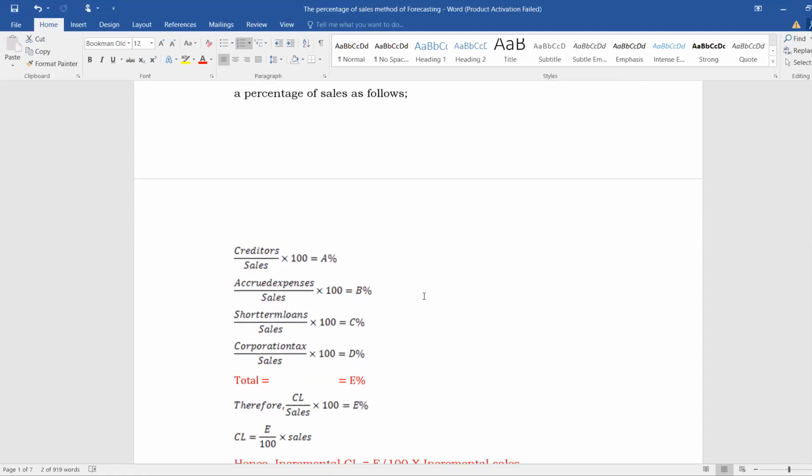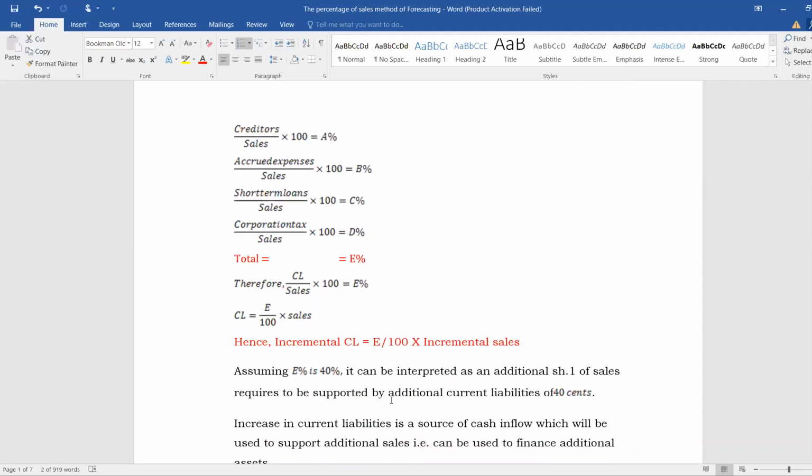Once you have expressed all current liabilities as a percentage of sales, and sum up those percentages, and assuming this total is E%, then we can infer that all current liabilities, if you sum up the value of all the current liabilities divided by sales times 100, that will give you E%. It goes without saying. And if you make current liabilities the subject, then current liabilities shall be E% times sales. Now, this percentage is a relationship that we assume exists and will not change.